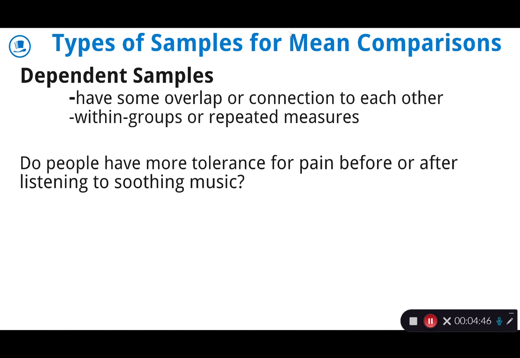As an example of dependent samples, we might ask a question about people's tolerance for pain and measure their tolerance for pain before or after listening to soothing music. So this would be a classic kind of before and after or pre and post study. We'd measure people's tolerance to pain before using some dependent variable. Then there would be the treatment. They listen to the soothing music. And then afterwards, we measure their tolerance for pain again.